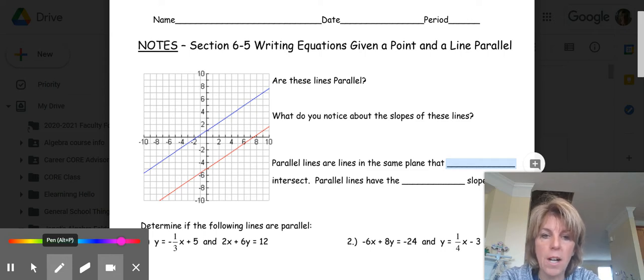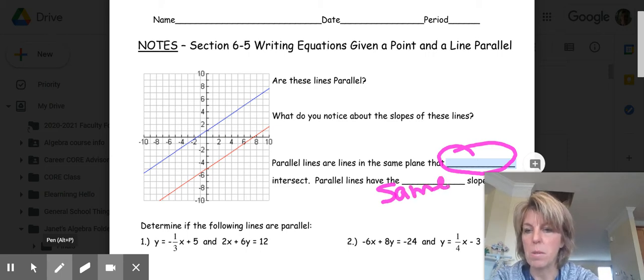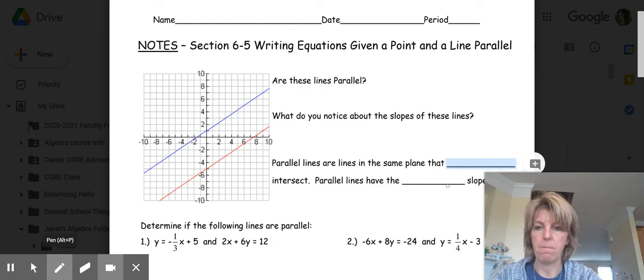So parallel lines are lines in the same plane that, right here, do not intersect. They do not cross. They do not touch each other. They stay equidistant from each other, so they're parallel. So parallel lines have the same slope. Well, that's going to help us with writing equations. Let's take a look at what some of these questions look like.